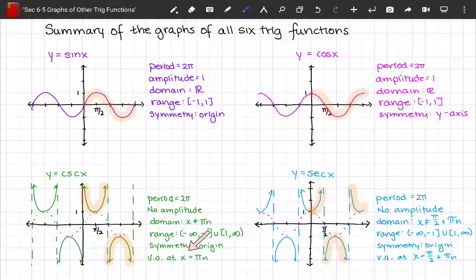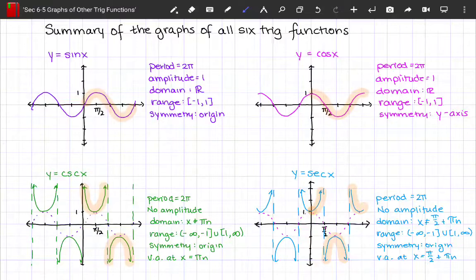This one has symmetry about the origin. This one has symmetry about the y-axis. But again, you can see that relationship between the domain and the vertical asymptotes. The vertical asymptotes for this happen at x equals pi over 2 plus a multiple of pi, pi n. And the domain is x can't equal those values.